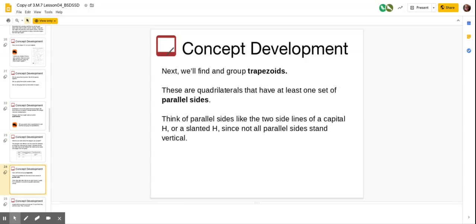Next group is trapezoids. Those are quadrilaterals that have 1 set of parallel sides. So think about a capital H right here. This capital H. These sides are parallel. They'll never touch. That side in the middle is not parallel because it's touching each side.